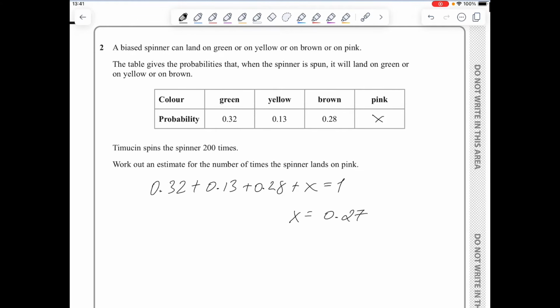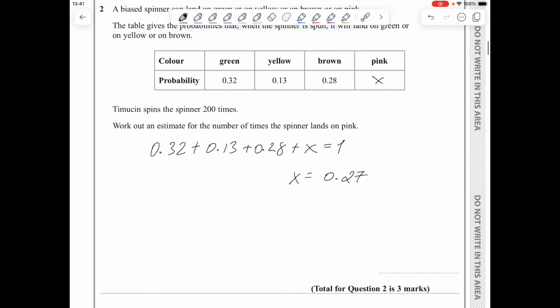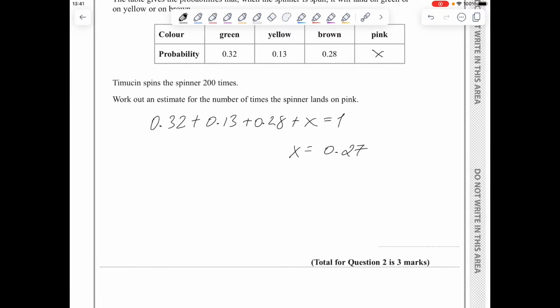0.25. Now if I spin the spinner 200 times, the estimated number of times it will land on pink will be this probability times 200. So 200 times 0.27 will give me an estimate of 54 times.